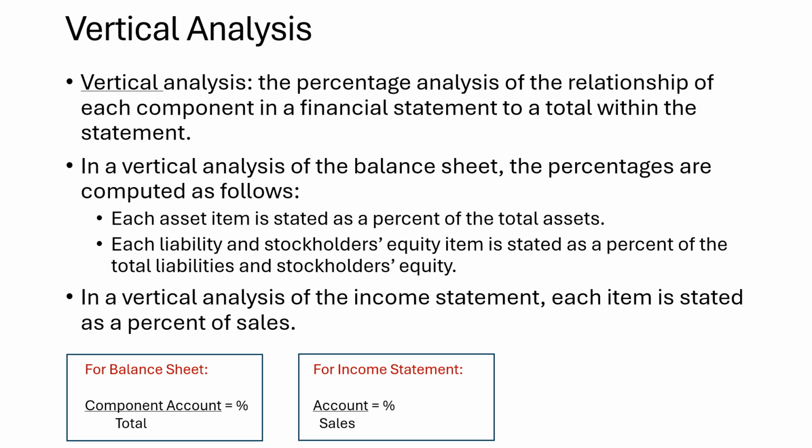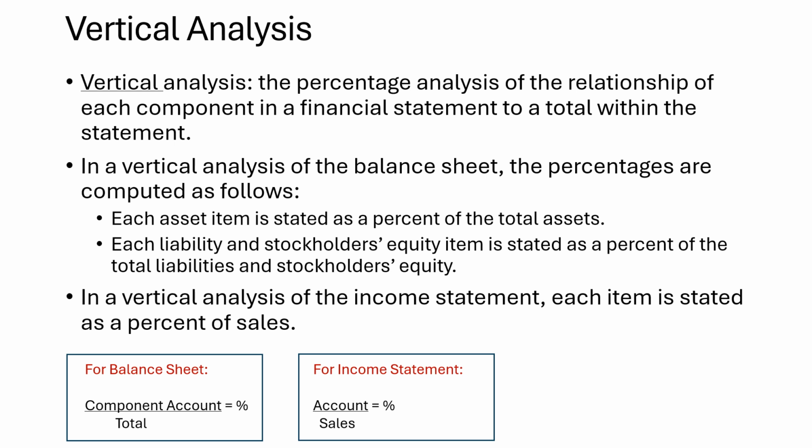So vertical analysis is the percentage analysis of the relationship of each component in a financial statement to a total within the statement. And that's what you just saw. So remember, in a balance sheet, the percentages are calculated as each asset item being stated as a percent of the total assets, and then each liability and equity item being stated as a percentage of total liabilities and equity. Then also, as you just saw in vertical analysis of the income statement, each item is stated as a percent of sales or the applicable revenue account.